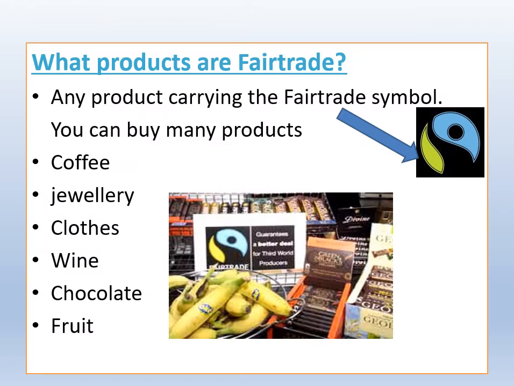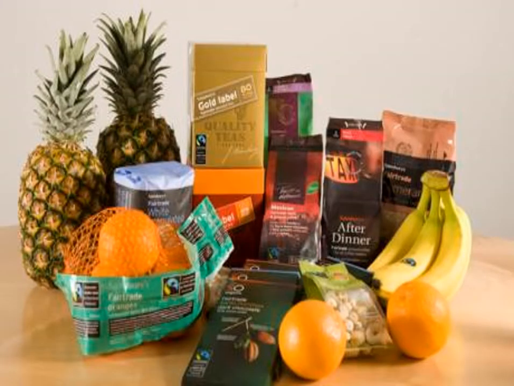Well, if you have a look to the top right hand side of the screen, the logo, that symbol, anything that carries that symbol means it's fair trade. And you can buy lots of different products, not just food. You can get coffee, you can get jewellery, clothing, wine, chocolate, fruit, lots and lots of different things. You can also get toiletries nowadays. You've got an example there of some shop products that you can get from Sainsbury's, actually, to be fair.